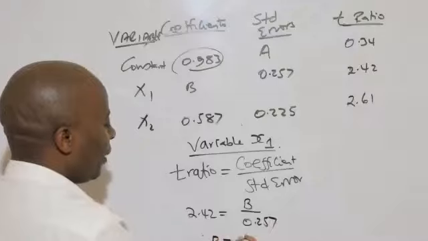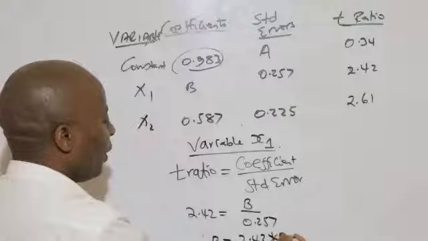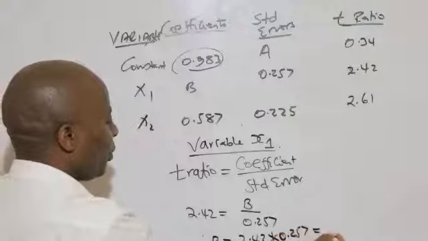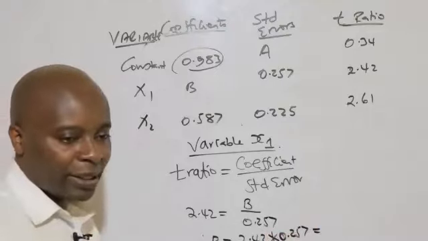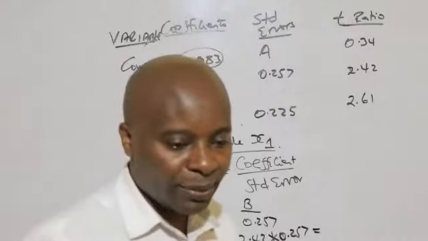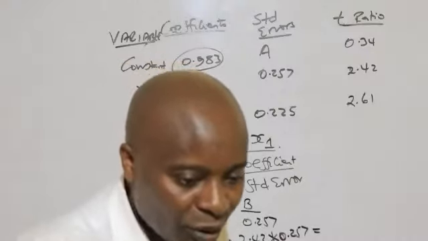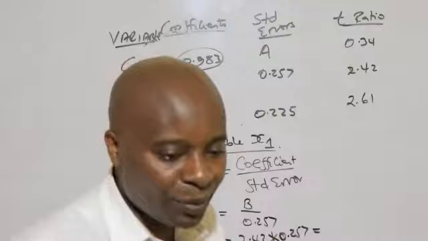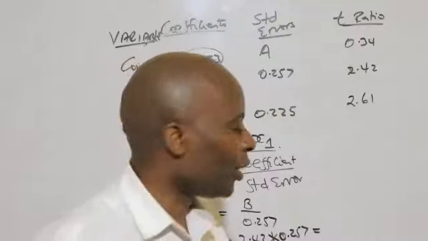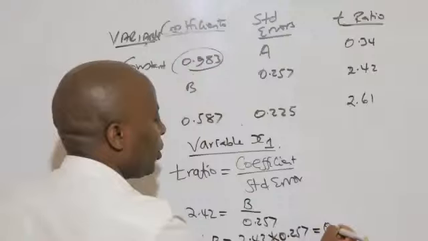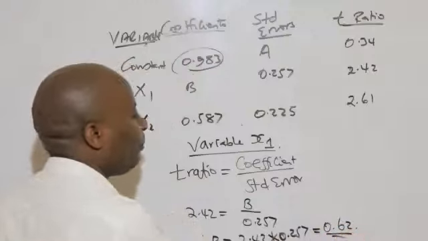Therefore, b will be equal to 2.42 times 0.257, which will end up giving us what figure in terms of 2 decimal places? Somebody called Francisca is able to give me 0.62. Thank you very much. Now we don't have anything for x2.